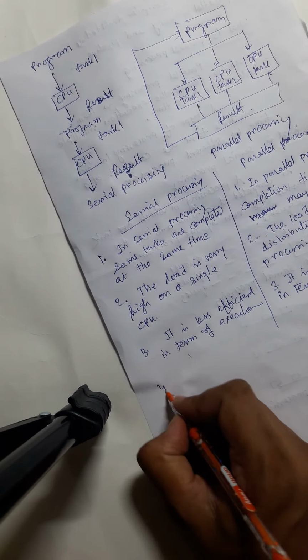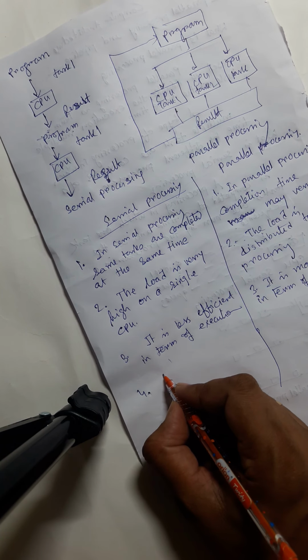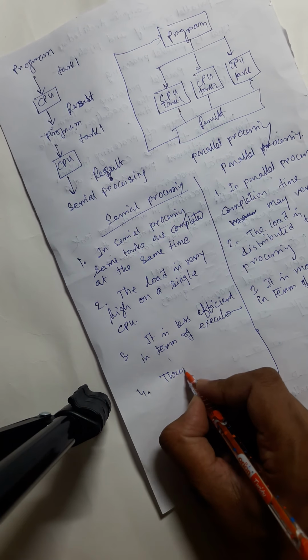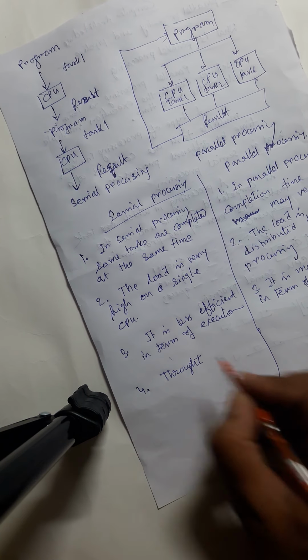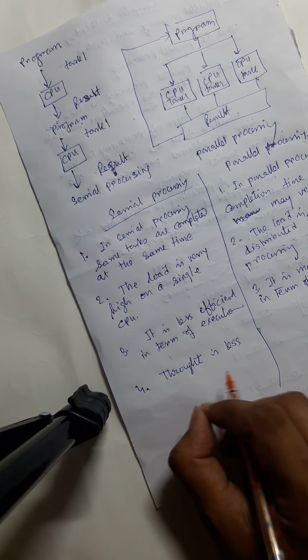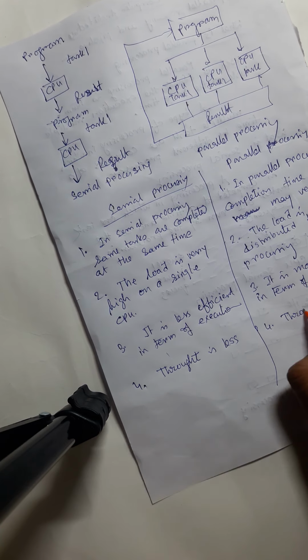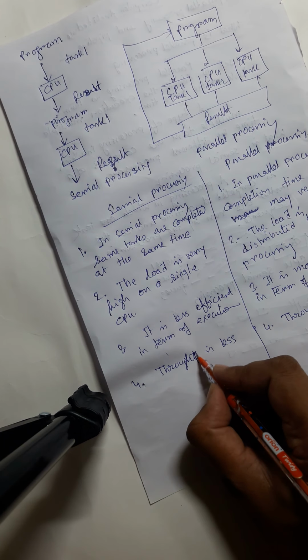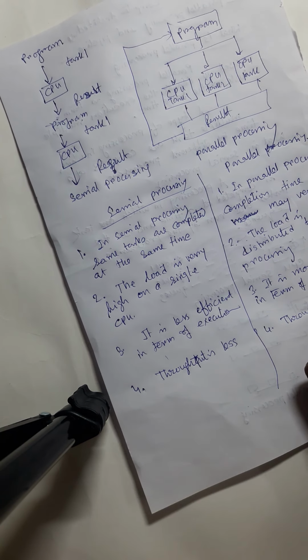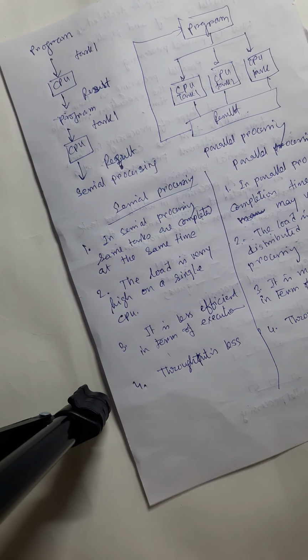Next, number 4, throughput. Throughput means the number of processes executed per unit time. In serial processing, throughput is less, meaning fewer processes are executed per unit time. Here in parallel processing, throughput is high.